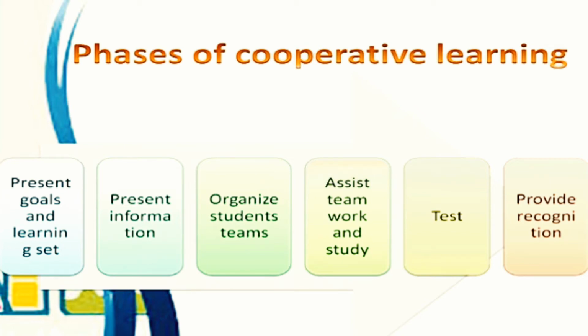Once this is done, it is followed by assessment or a test. And after the test, the groups get recognition for their work. So, there are 6 phases in cooperative learning.